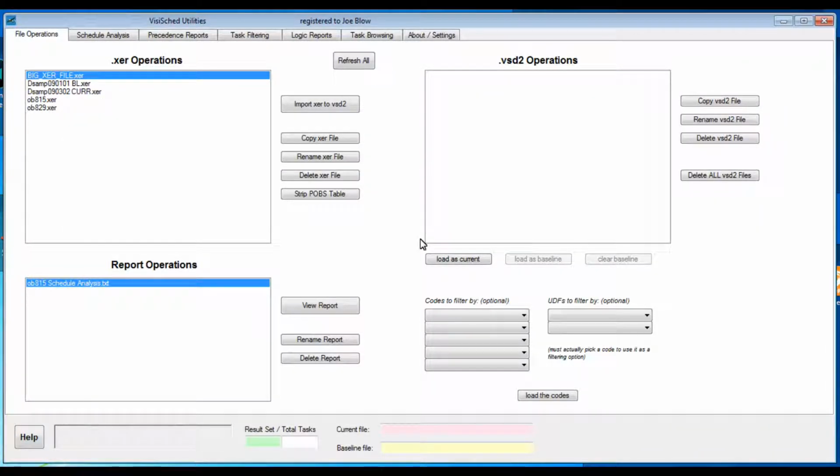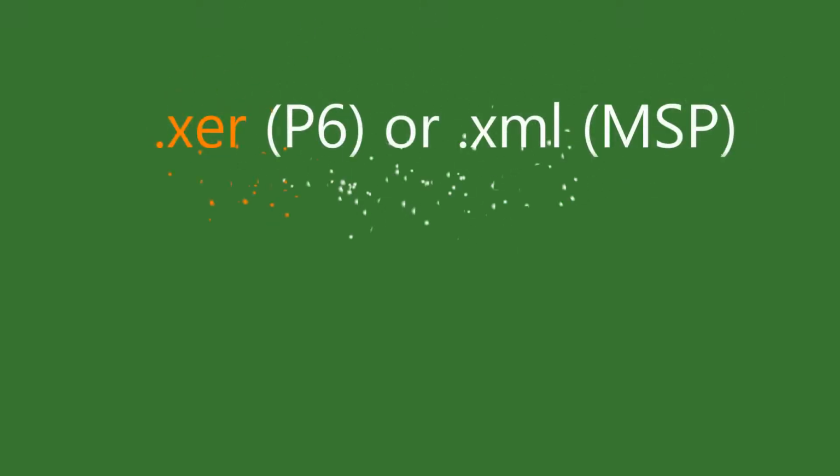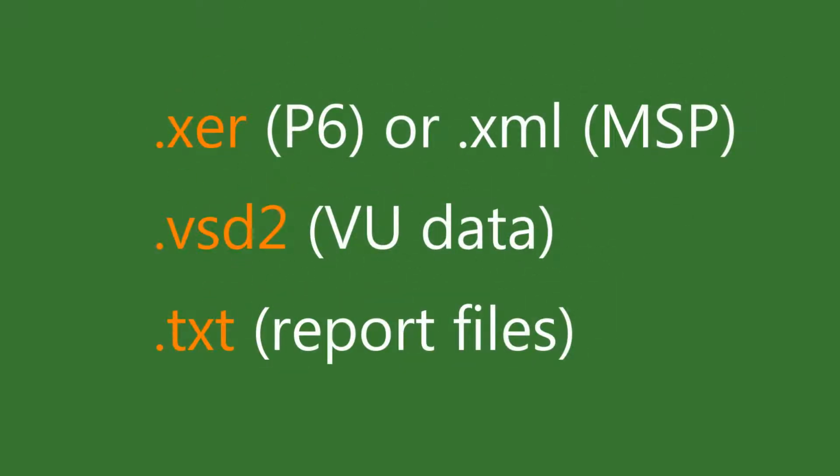We are on the first tab, the File Operations tab. It is your starting point for each session. Its purpose is to allow you to select and process the three kinds of files you will be dealing with: your XCRs or XMLs from the scheduling program, the VU data files, and the report files.